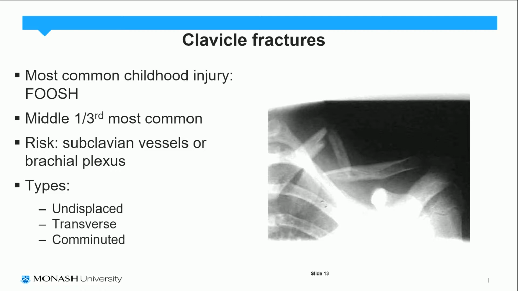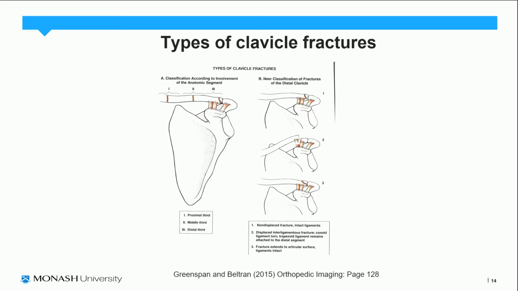Clavicle fractures are quite common. They can happen in childhood as well, and the most common mechanism of injury is a fall injury. The middle third is also the most common. However, there is a risk of subclavian vessel or brachial plexus injury. Clavicle fractures can be undisplaced, transverse, or comminuted, as in this case that we have on this slide.